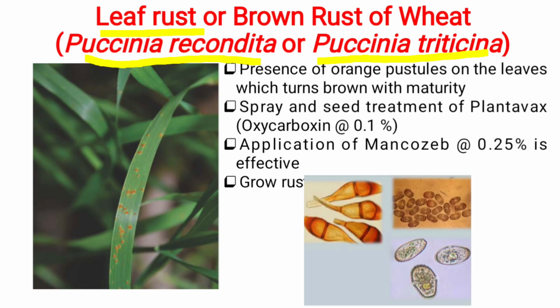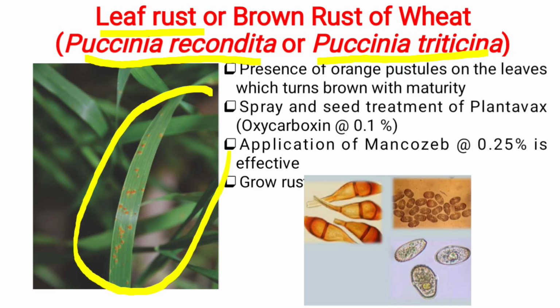It is known as the leaf rust because it is majorly affecting the leaf portion of the plant, and it is known as the brown rust because here these typical pustules that will appear on the leaf portion, they will turn brown in color with maturity. Here you can see these are its teliospores and these are the uredospores as they are visualized under a microscope.